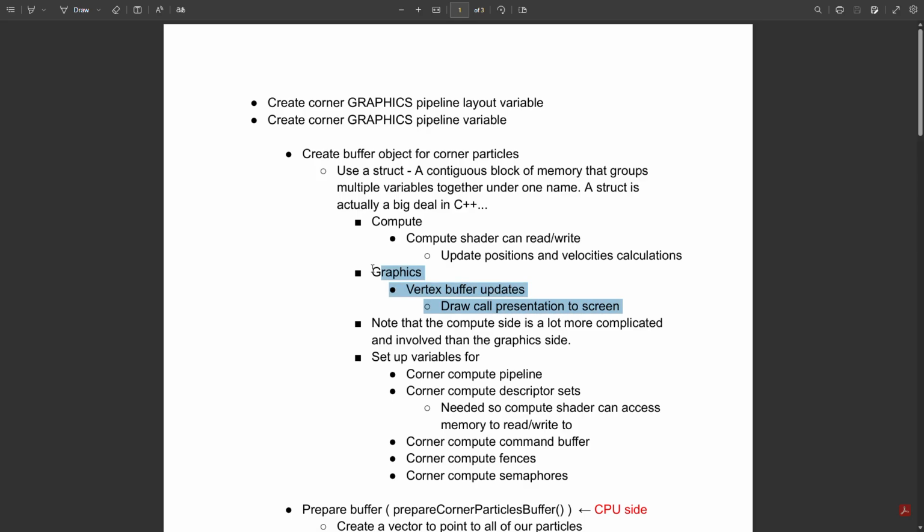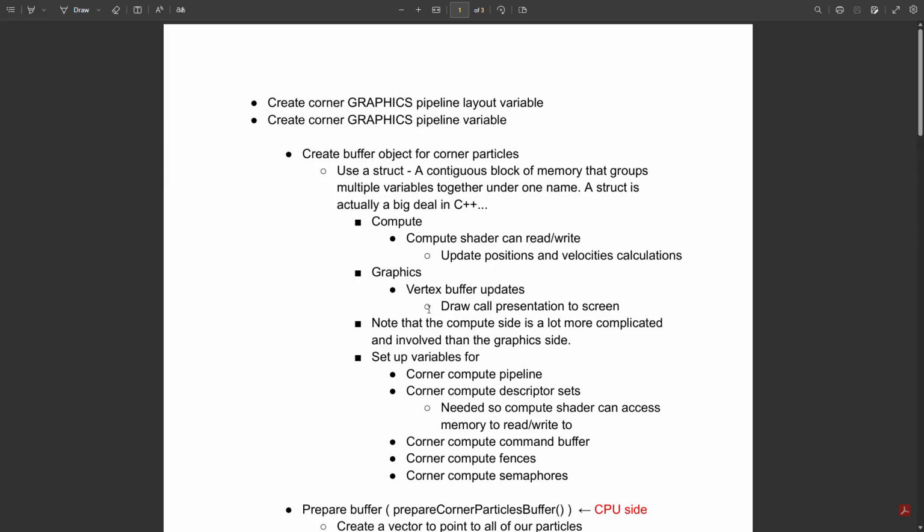Okay, so our buffer, the compute side has to be able to read and write to it so it can update positions and velocities. The graphics interpretation of this buffer has to be able to see the vertex buffer updates and draw call presentation to screen. So basically, when these positions and velocities are updated, graphics needs to be able to fetch the vertex buffer out of it and do a draw call and present to the screen, right?